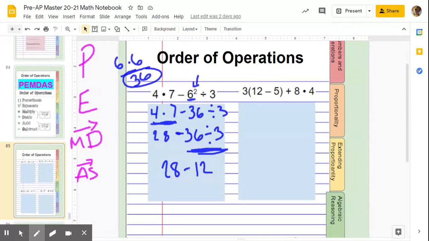Well, I don't have any more multiplication or division, so I'm going to move on to adding and subtracting. And the only thing we have left is 28 minus 12. And 28 minus 12 is, what?